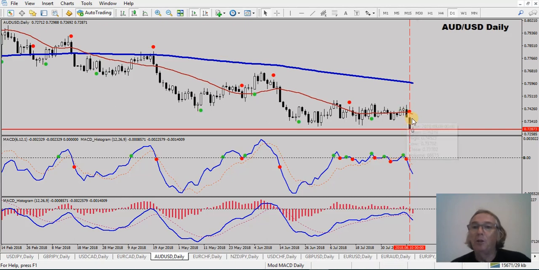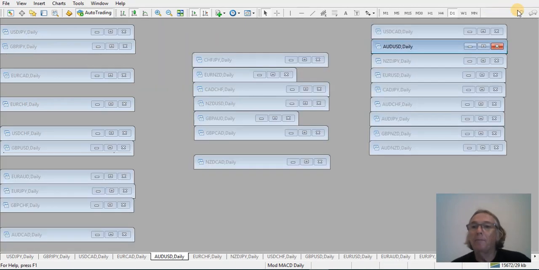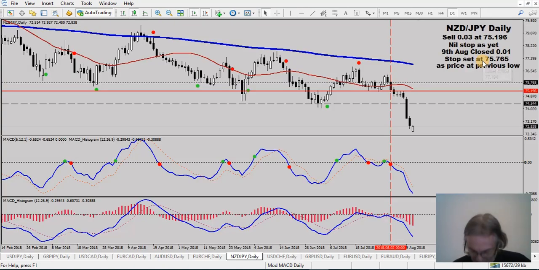So I took a sell on the Aussie. Everything's met there. New Zealand Japanese yen, let's have a look.